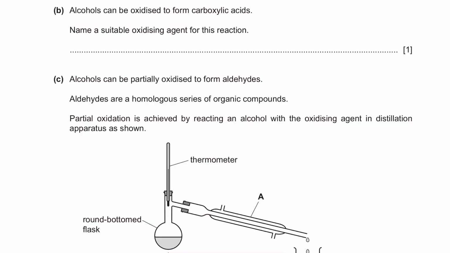Part B. Alcohols can be oxidized to form carboxylic acids. Name a suitable oxidizing agent for this reaction. It's the famous acidified potassium manganate 7, one of the strongest oxidizing agents.